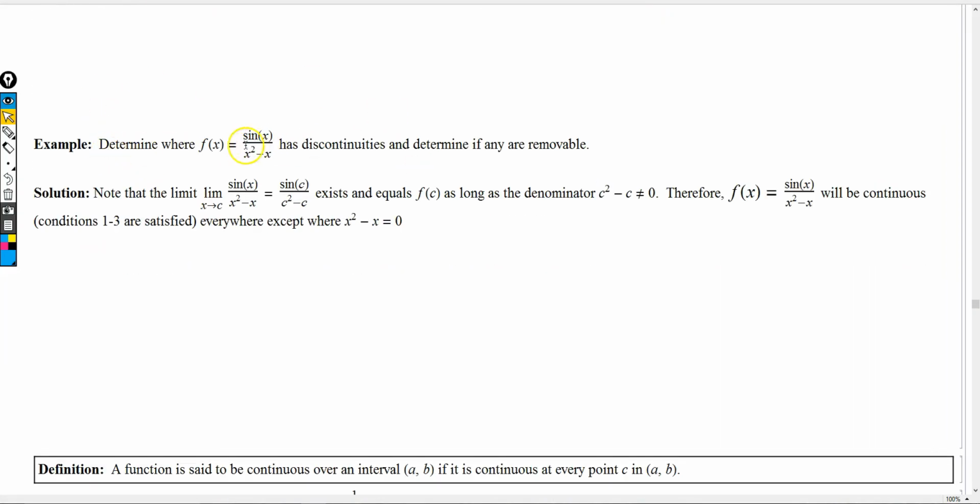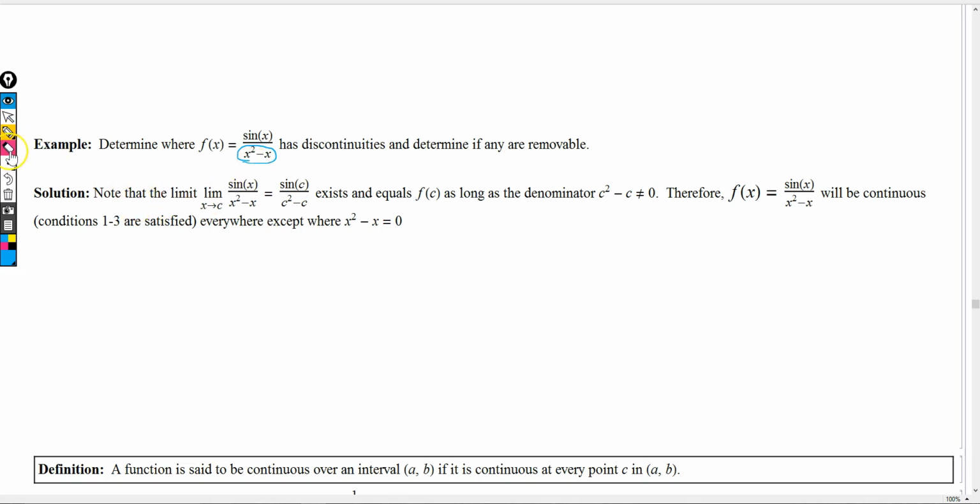So let's determine where sine x divided by x squared minus x has any discontinuities, and determine if any are removable. Alright, now our discontinuities are going to occur wherever the denominator is equal to 0. So we need to set the denominator equal to 0, and then we have to determine whether those discontinuities are going to be removable or not.